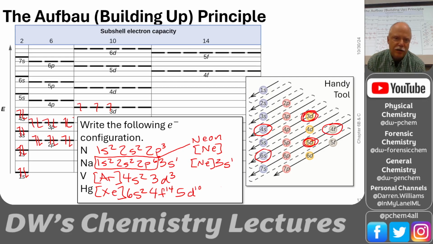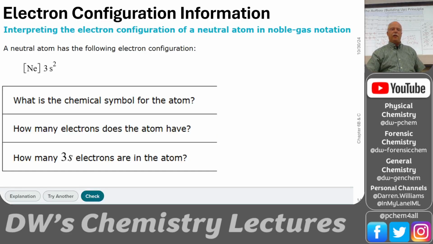So those are electron configurations using this Aufbau building up. Aufbau is the German word for build up. So it's the construction principle, constructing the electron cloud. Now we can answer some Alex questions.